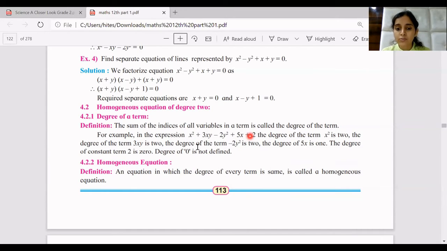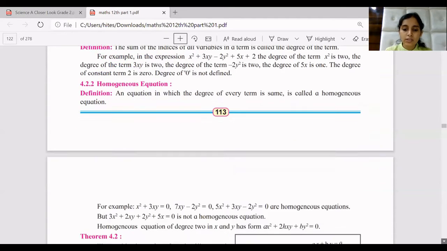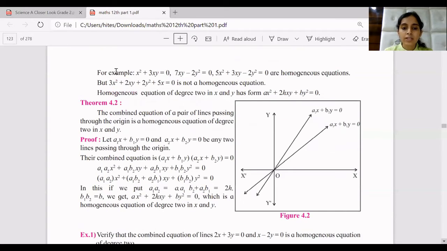Now if you observe, every term does not have the same degree. So that is basically just trying to understand what degree is. Now what should be homogeneous then? Each term should have the same degree. An equation in which the degree of every term is the same is called a homogeneous equation. So they've given an example for that: x square plus 3xy is 0. So what does that mean?